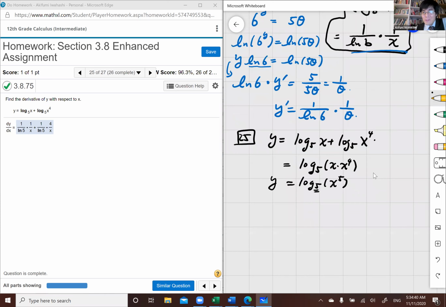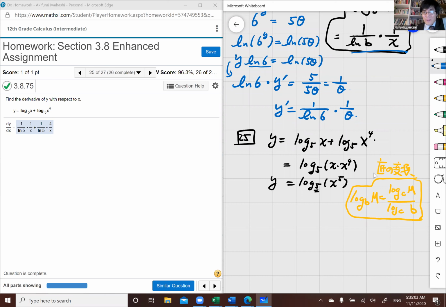Do you remember the change of base formula? Change of base formula is log of base b of m can be written into log of base c of m over log of base c of b if you want to. This is called change of base formula. 底の変換公式ですね。底の変換。Right?